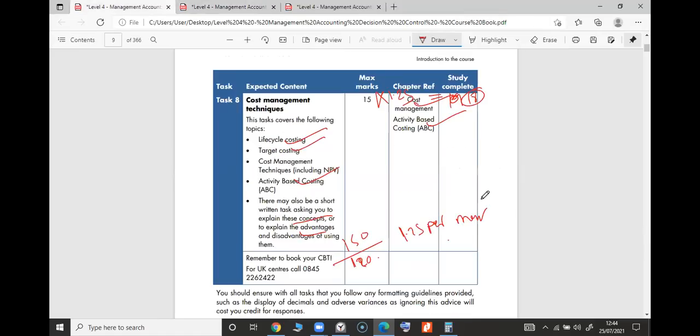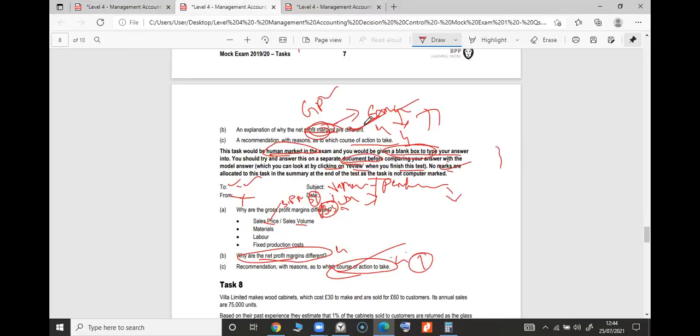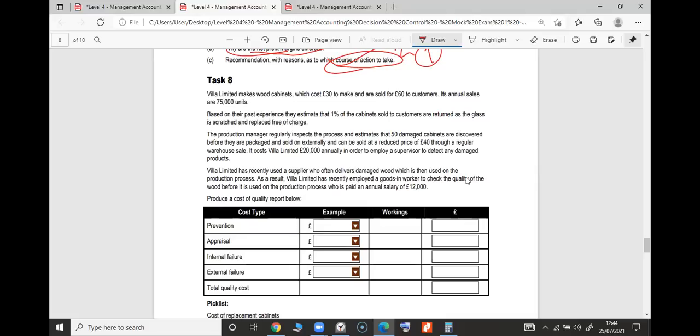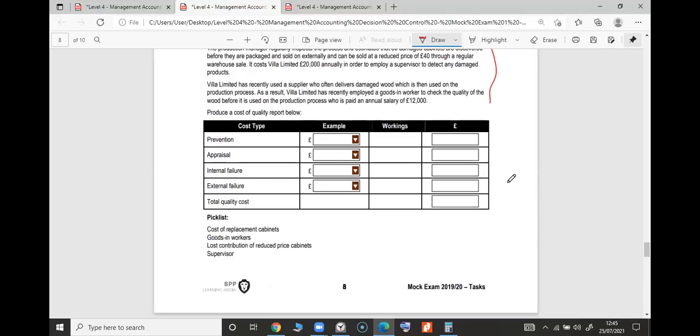Okay, moving back again to task number 8, the last task. This is going to be a bit of written work as well. Could be advantages and disadvantages. So let's get into the last question and read it. Whenever there is lots of talk, I prefer to skip it for the time being.